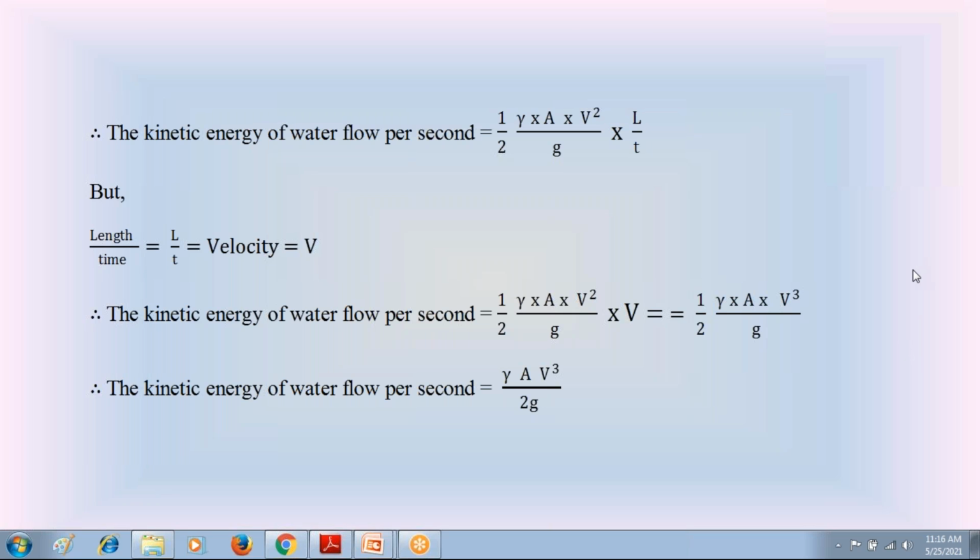Is there any doubt regarding that derivation of kinetic energy of water flow per second, gamma A V cube by 2Z? Up to that, if anybody is having doubt, please ask me.